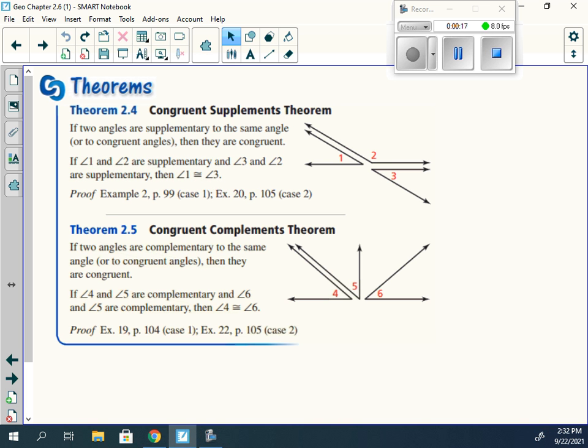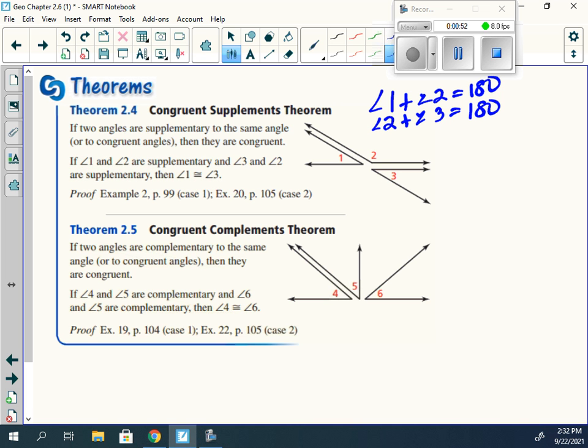All right, guys. So the first thing we're starting out with is theorems 2.4 and 2.5. Now, the first theorem that we have is the congruent supplements theorem. If two angles are supplementary to a third angle, then the two angles are congruent. So if angles 1 and 2 are supplementary angles, it means that the measure of angle 1 plus the measure of angle 2 is going to equal 180, and that the measure of angle 2 plus the measure of angle 3 also equals 180.